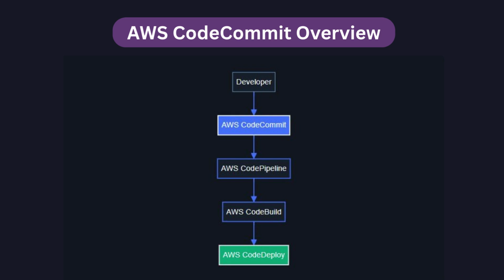AWS CodeCommit overview. AWS CodeCommit is a fully managed source control service that hosts secure Git repositories. It eliminates the need to manage your own source control infrastructure and integrates natively with AWS IAM for fine-grained access control. It is part of the AWS Developer Tools suite and integrates with CodePipeline, CodeBuild, and CodeDeploy to enable a complete CI/CD pipeline within AWS. CodeCommit provides private, secure, and scalable repositories with no size limits.